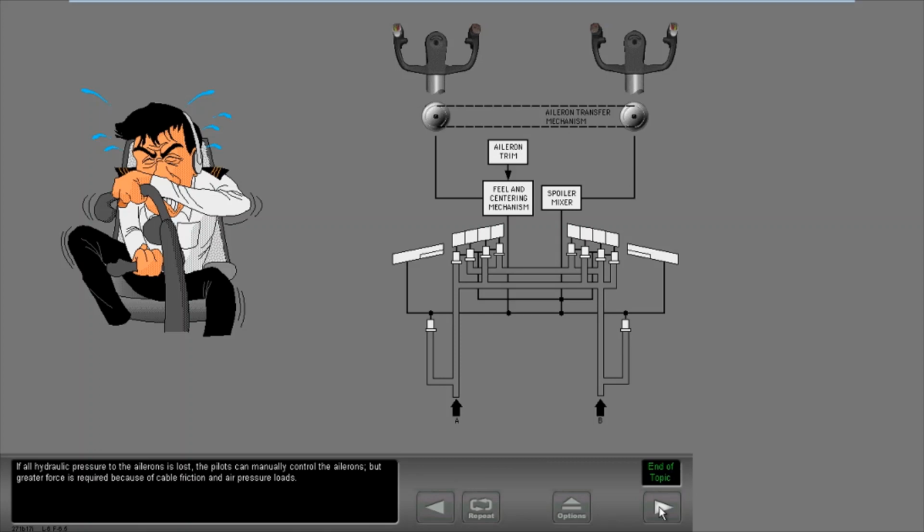If all hydraulic pressure to the ailerons is lost, the pilots can manually control the ailerons, but greater force is required because of cable friction and air pressure loads.